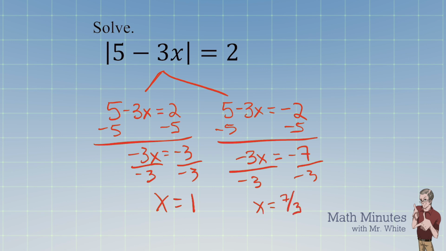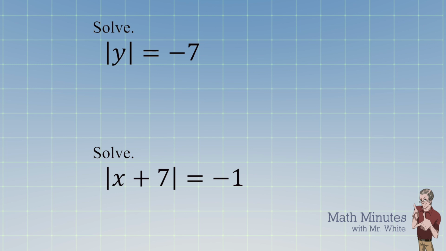So here's an example where we got two positives for our answer. So that can totally happen. We don't have to get one positive and one negative. All right, so now I'm going to throw you a couple of different curveballs.